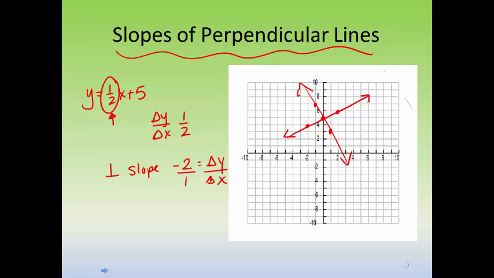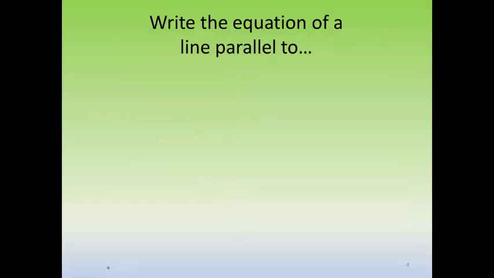Let's try two more examples. So we're going to write the equation of the line parallel to, and I'm going to give you some information. Our first one is going to be given f of x equals 3x plus 7, and it must go through the point -5, 1. So we're going to go ahead and write that equation.